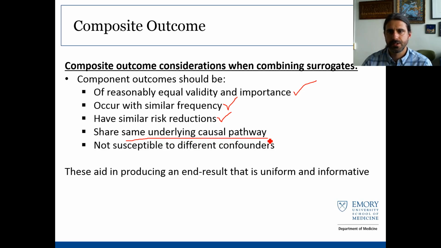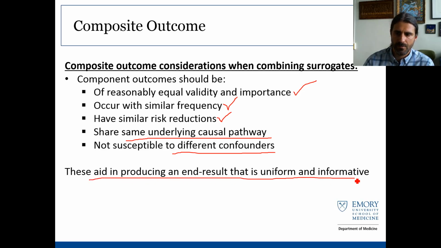They certainly should have the same underlying causal pathway, and hopefully not be susceptible to different confounders. That example with coronary revascularization, there is an additional confounder to that component, which makes that one potentially different from the others in its interpretation. So these aren't necessarily required, but they help you produce a uniform and informative composite outcome.